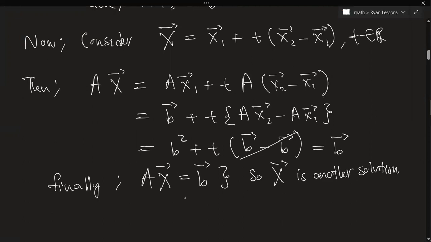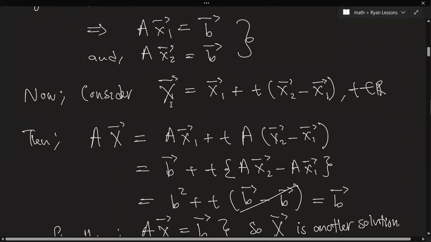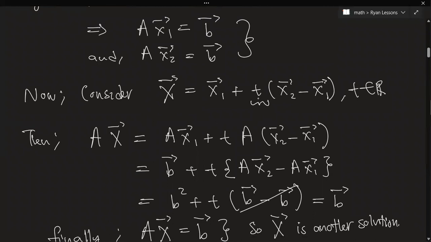So do you see that from here, we can conclude that big X is another solution to this linear system? Yes, easy. So now let's go back and analyze X. What is actually X? Do you see that X is not just one fixed vector? Is that clear? Because look here. Yes, t is just a parameter which I can change anytime.